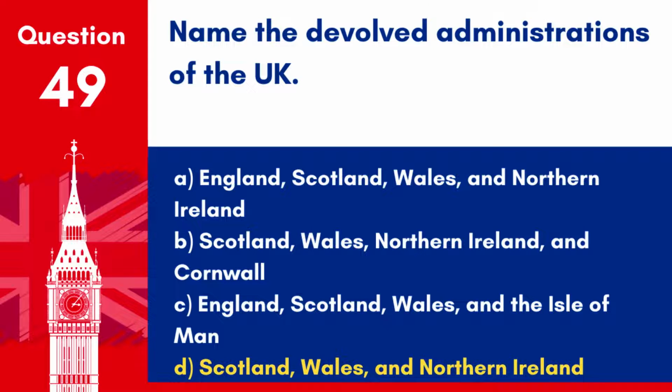Answer: D. Scotland, Wales, and Northern Ireland. The devolved administrations in the UK include Scotland, Wales, and Northern Ireland, each of which has its own government or executive, led by a First Minister and a devolved legislature.